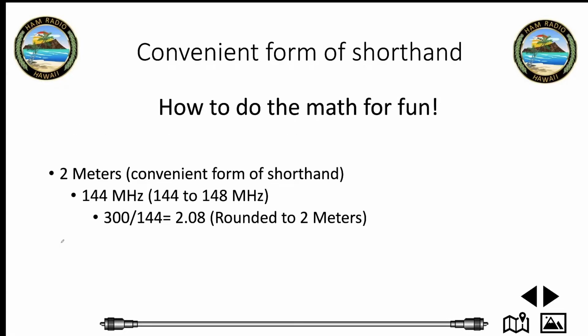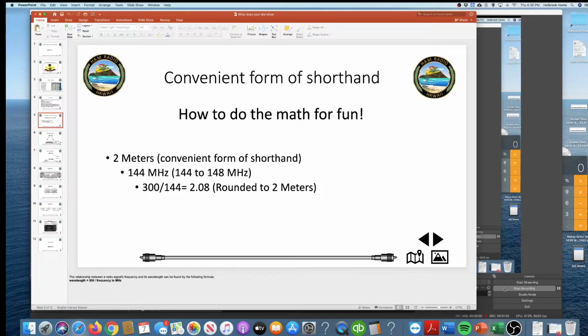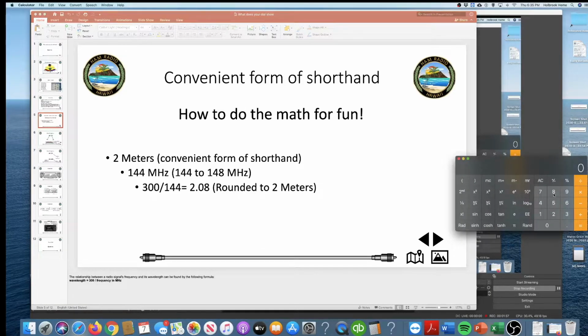So this is where you get into some math. Let's see if we can pull up my calculator here real quick. Okay, so if we look at the 144 band, 144 megahertz, if we take the 300 of a waveform and we divide that by 144, which is the start of the frequency, we're going to get 2.08. Well, we round that up to be 2 meters. That's how we come up with that. And you can come up with that for any other frequencies you want to.